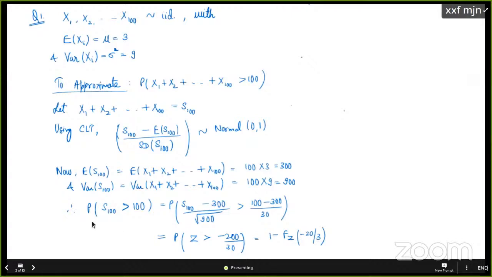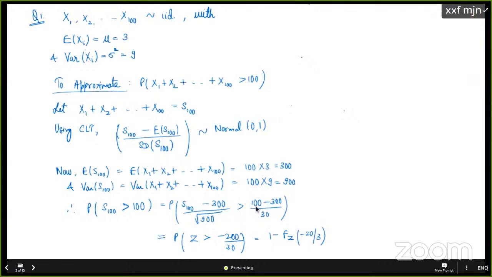Now we have to find the probability that s100 is greater than 100, which equals the probability that (s100 minus mu), where mu is the expectation of s100, so s100 minus 300, divided by root of 900, is greater than... Whatever things you do on the left hand side, the same things you have to do on the right hand side. You have subtracted the mean from s100, so the same thing we do here: 100 minus 300, and you divide by root of 900, which is nothing but 30. So 100 minus 300 divided by 30.